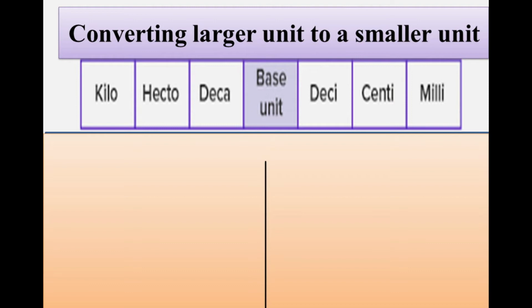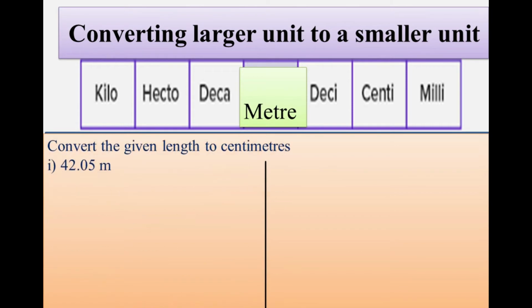Let us have some examples. Let us take the base unit as length. What is the base unit of length? Meter. The first example is convert the given length to centimeter. Okay. Here the question is 42.05 meter. Here they have given in meter. We have to convert it to centimeter. Which is greater? Meter is greater than centimeter.